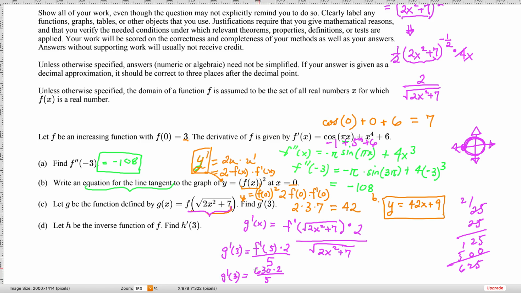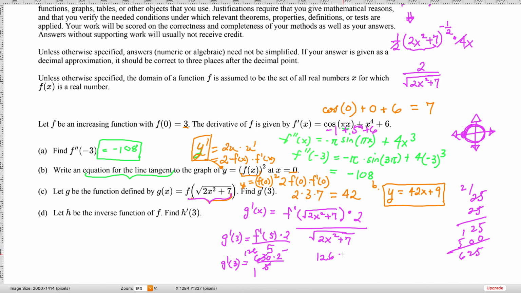This is going to be 63 times 2, because if it was divided by 10, it'd be 63. 63 times 2 is 126. No, wait, 63 times 2. 60 times 2 is 120. So 126. I divided by 5. This is 126. This is 1. And then it's times 2, which is going to give me my final answer, which is 252.